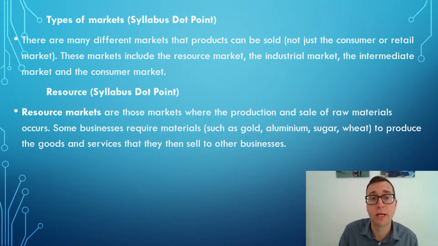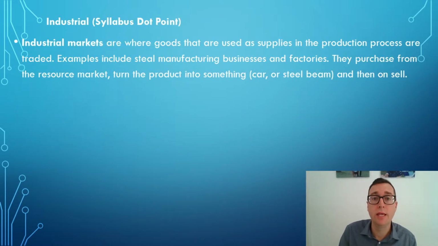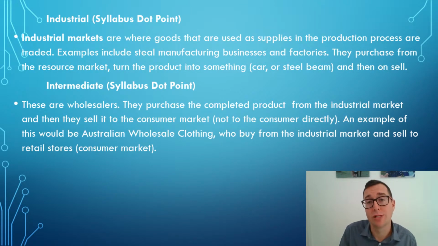All right, the industrial markets. These are where goods that are used as supplies in the production process are traded. Some examples include steel manufacturing businesses and factories. They purchase from the resource market, turn the product into something, car, steel beam, and then they sell it. Now, it can be a finished product like a car or a microchip to be used in another product, a semi-finished component.